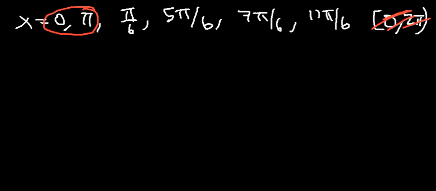To describe these solutions, we can write one equation, just pi n. Because when n is 0, we get 0. When n is 1, we get pi. That's all we need for those two answers.